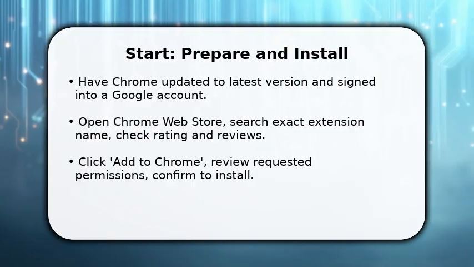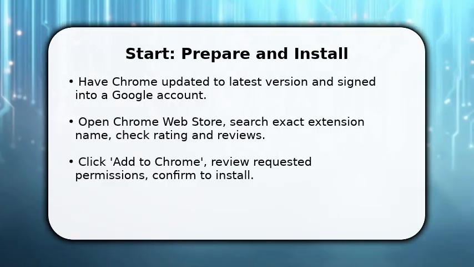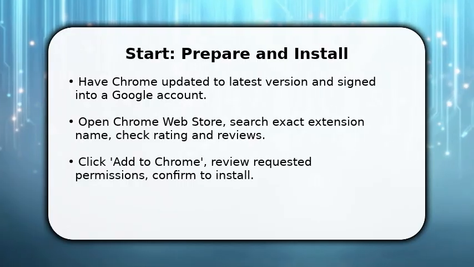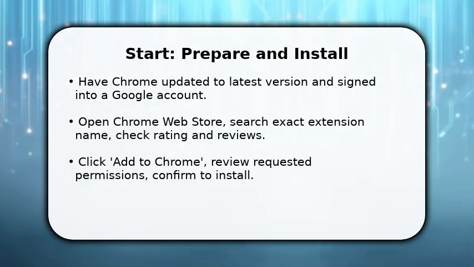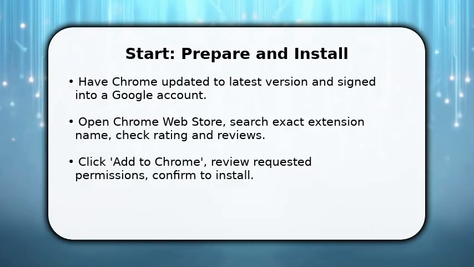Once you find the extension, inspect ratings, recent reviews, and requested permissions to judge safety. When satisfied, click Add to Chrome and accept the permissions prompt. This installs the extension into your browser so you can immediately access its features from the toolbar.